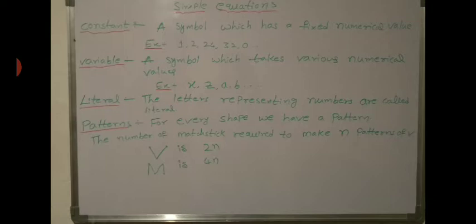Next, variable. Variable is nothing but a symbol which takes various numerical values. Suppose we take x as a variable in our expression. If we give x equal to 1, it will take 1, x equal to 2, it will take 2, x equal to 3, it will take 3. Like that, a variable takes various numerical values. In short form, a variable will take various numbers.